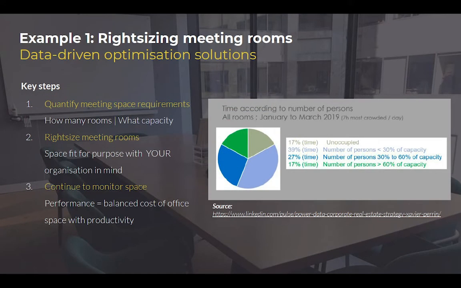So by installing sensors and counters in meeting space and analyzing the resulting utilization data, we can see how often and how many people actually use the rooms. And that will allow us to quantify meeting room requirements and address this mismatch between the size of the rooms and the actual size of the meeting. This is exactly, by the way, what Microsoft has done early this year as a part of the Intelligent Workplace global program.